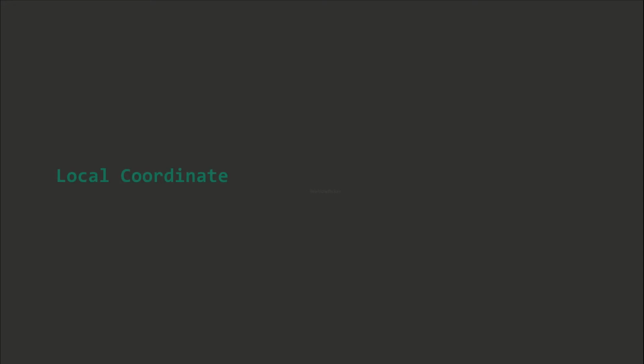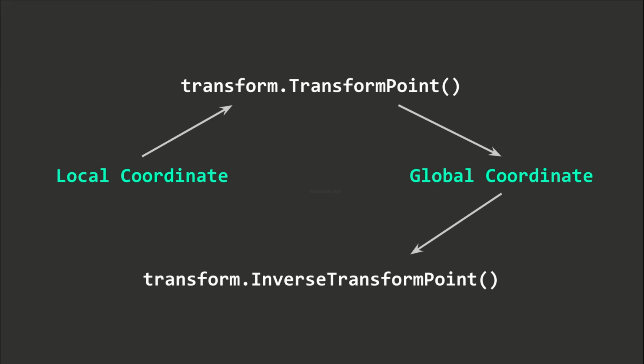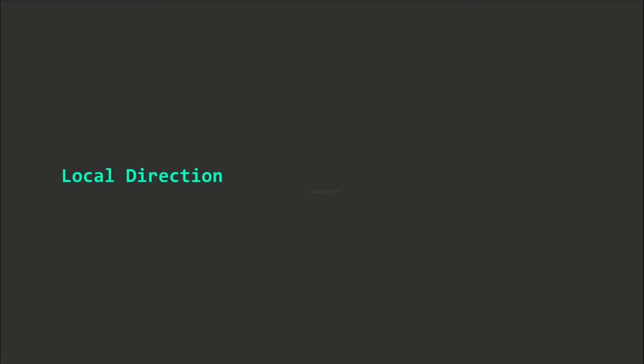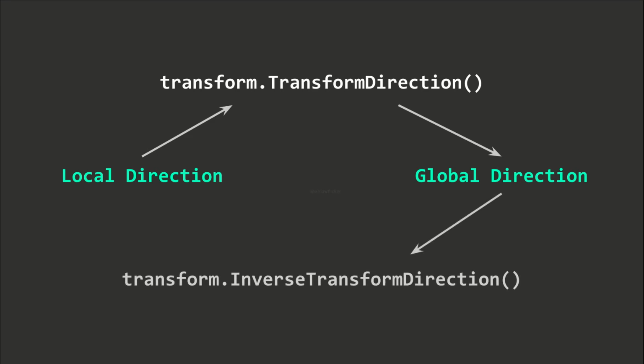There are a few methods to convert from local to global space and vice versa. The transform.TransformPoint method converts a position from local to global space. And the transform.InverseTransformPoint method converts a position from global to local space. Meanwhile, for directional vectors, the transform.TransformDirection method converts the direction from local to global space, while the transform.InverseTransformDirection method converts from global to local space.